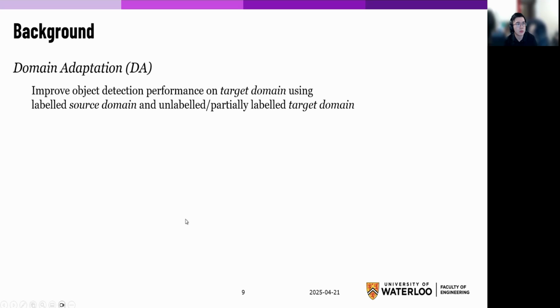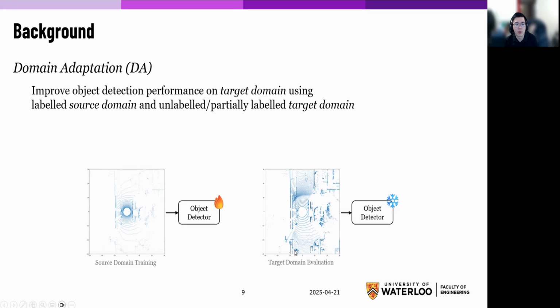In particular, the domain adaptation aims at improving an object detection's performance on a particular target domain using the labeled source domain and in some cases the unlabeled or partially labeled target domain. So in other words, during the training time, our object detector will be trained on the source domain training data and in some cases partially labeled target domain data. But our goal is to improve the performance of said object detector on a target domain that's collected using a different sensor.